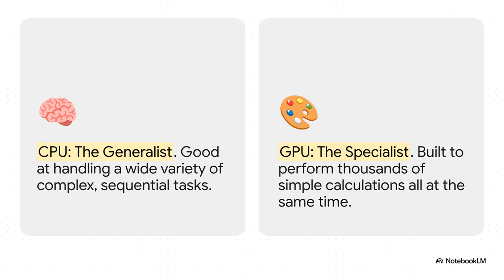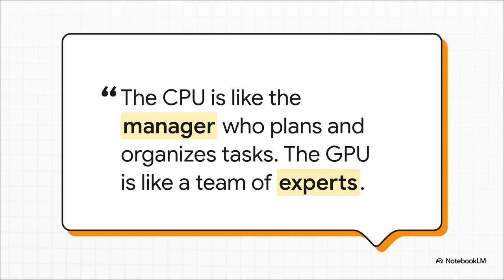Perform thousands or even millions of simple calculations all at the same time. A great way to picture their relationship, especially in a game, is to think of the CPU as the manager. It processes your keystroke and figures out the logic. It says, okay, the player pressed W, so their character needs to move forward. The CPU then hands off the drawing instructions to the GPU, which is like a huge team of experts, telling them exactly what the next frame of the game needs to look like.